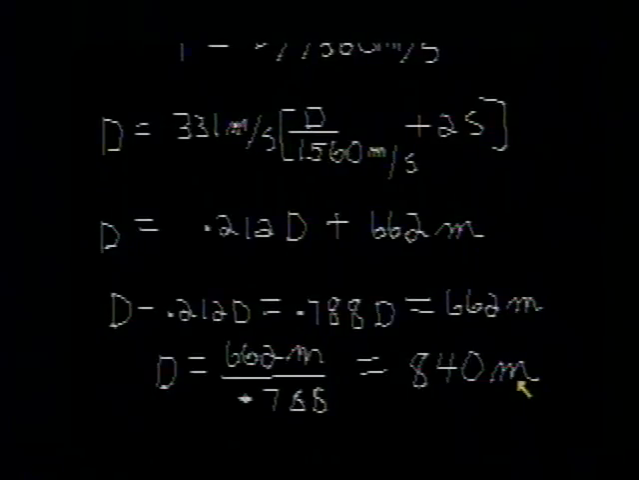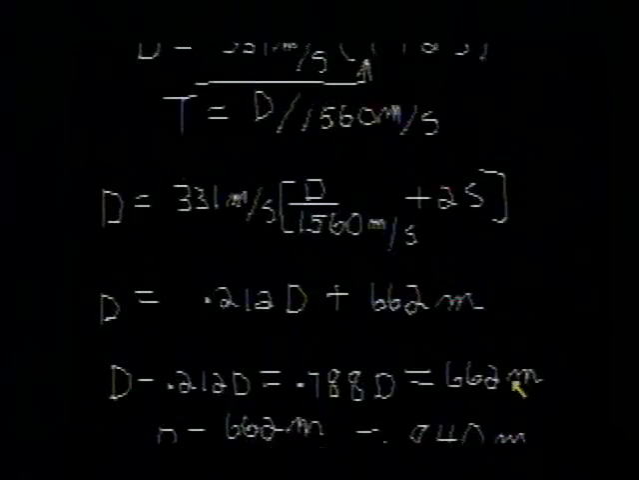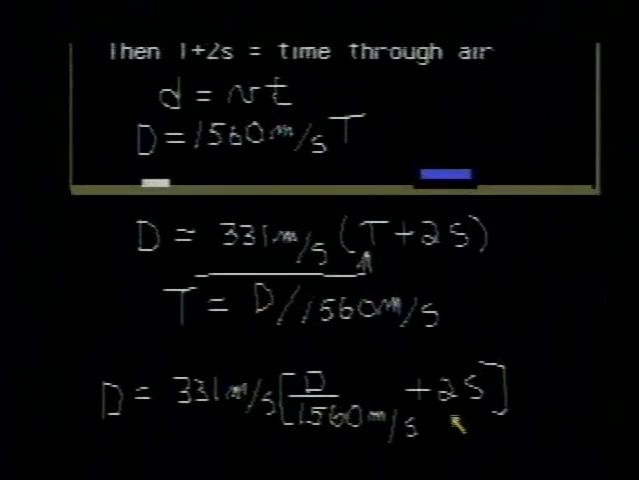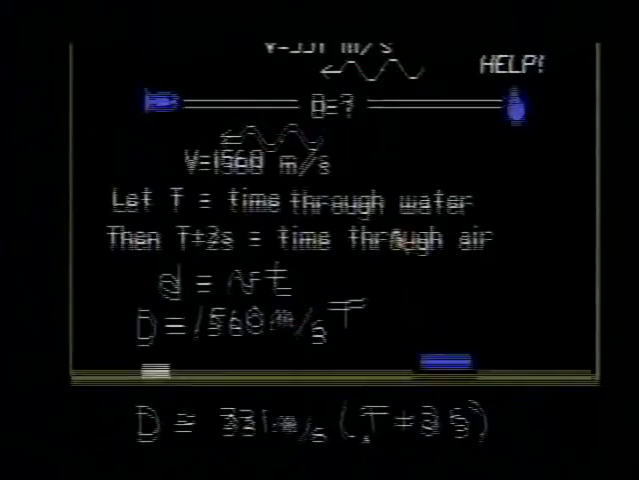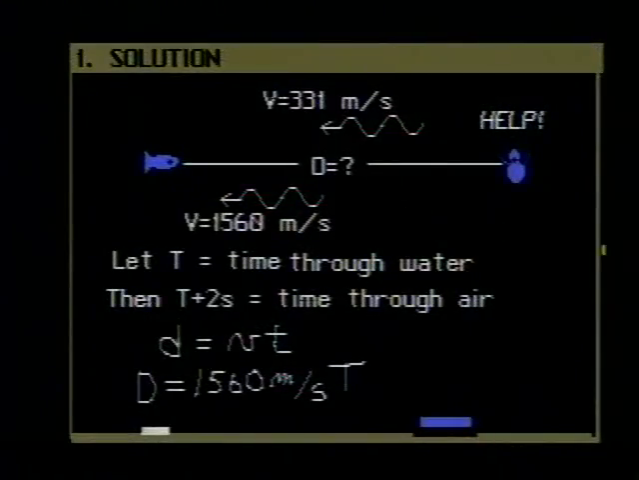840 meters then is the distance from the dolphin to the man overboard, and that is the solution to our problem. We move on now to our second problem.